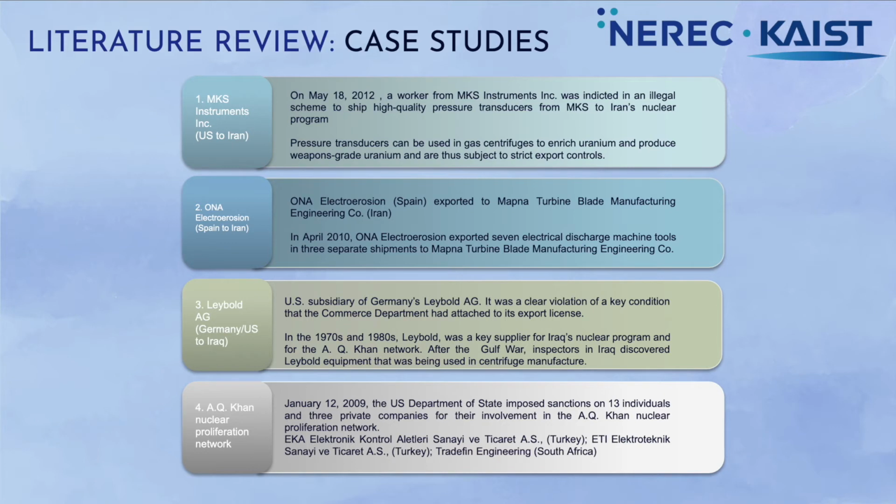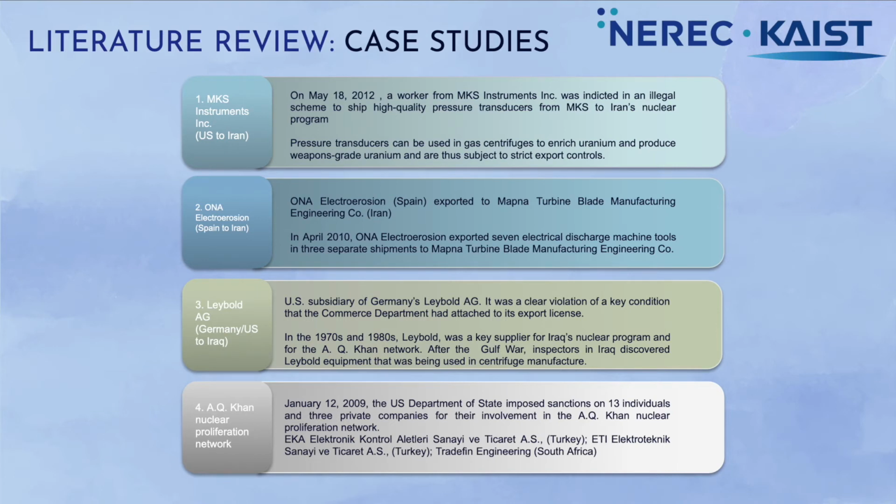The second case is about ONA Electroerosion from Spain to Iran. In April 2010, the Spanish company exported 7 electrical discharge machine tools in 3 separate shipments to Mabna Turbine Blade Manufacturing Engineering in Iran. The third case is about Leybold AG from Germany to Iraq. In the 1970s and 80s, Leybold was a key supplier for Iraq's nuclear program and for the AQ Khan network. After the Gulf War, inspectors in Iraq discovered Leybold equipment was being used in centrifuge manufacture.